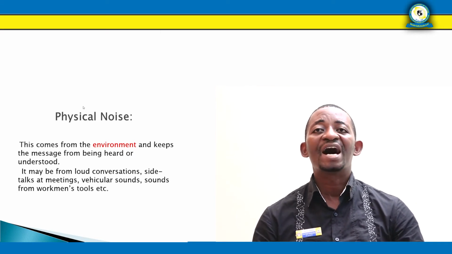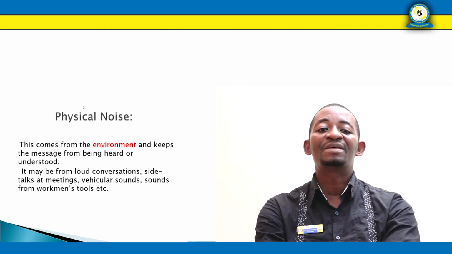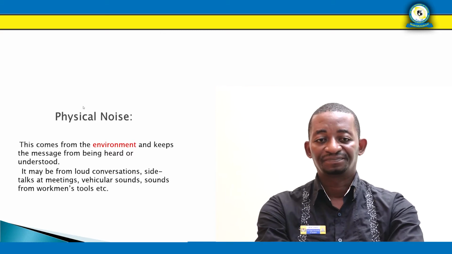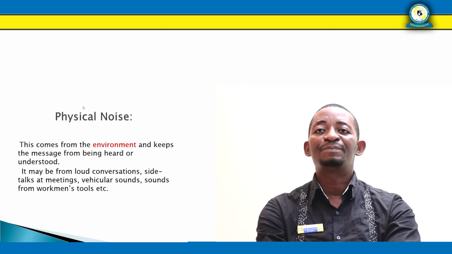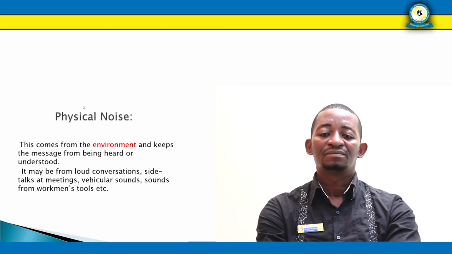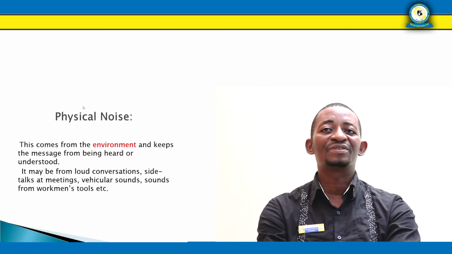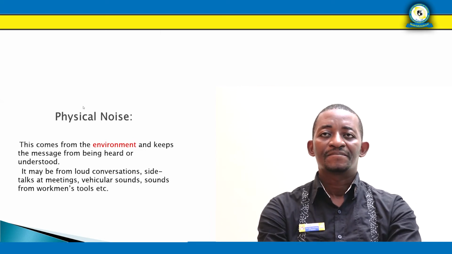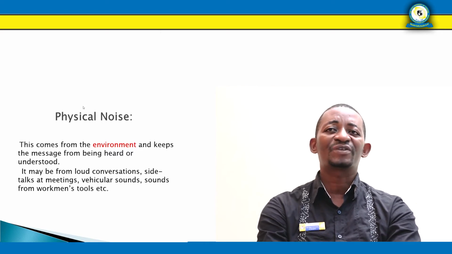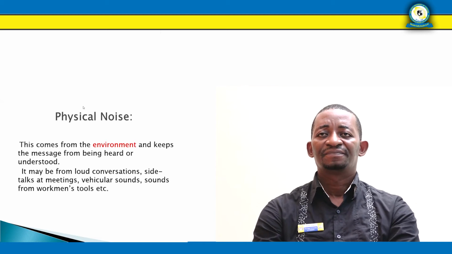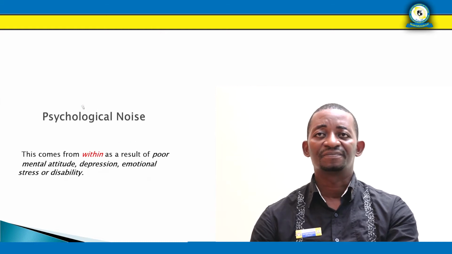For example, we have physical noise. This comes from the environment and keeps the message from being heard or understood. You may be airing a program in an environment where people are speaking very loudly, or there is side talk somewhere, or a meeting with people shouting, or vehicles passing through, music sounds, etc. That's physical noise that could create a barrier to effective communication.